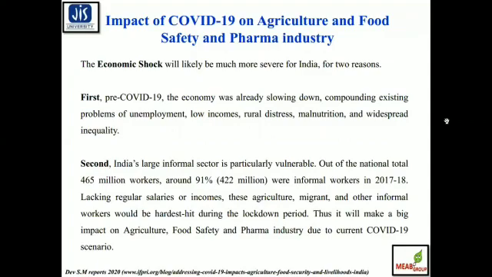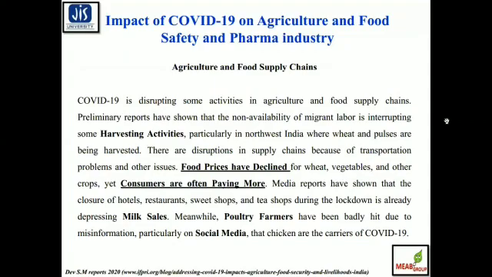Agriculture and food supply chain. COVID-19 is disrupting some activities in the agriculture and food supply chain. Preliminary reports have shown that the non-availability of migrant laborers is interrupting some harvesting activities, particularly in northwest India, where wheat and pulses are being harvested. There are disruptions in the supply chain because of transportation problems and other related issues.